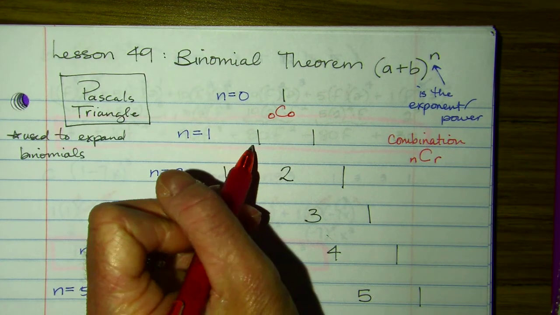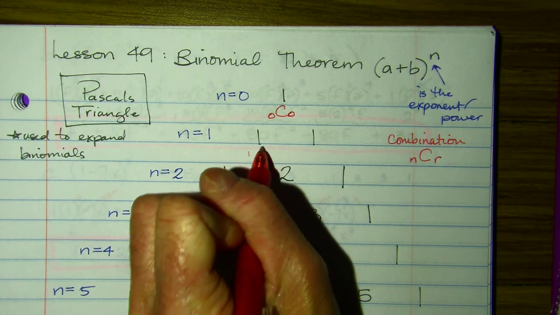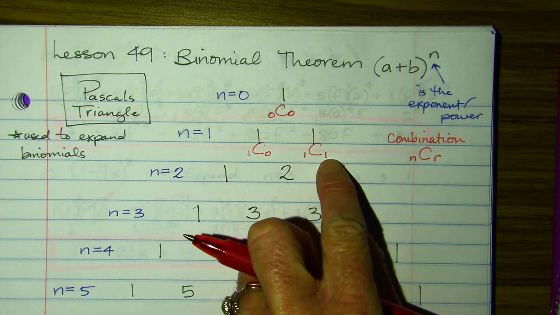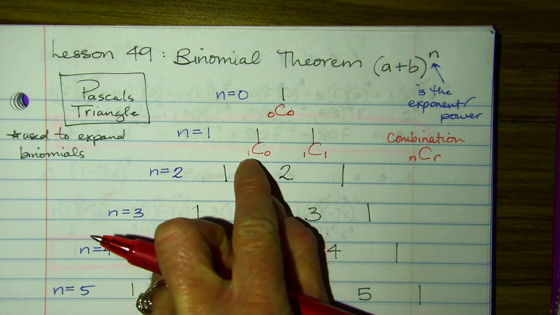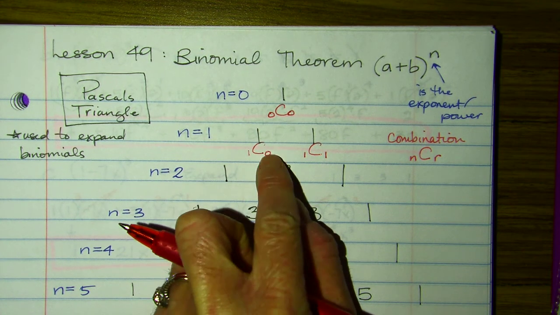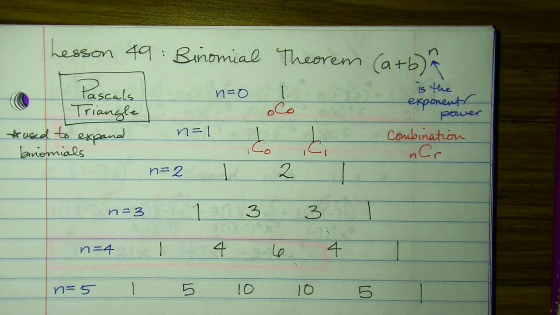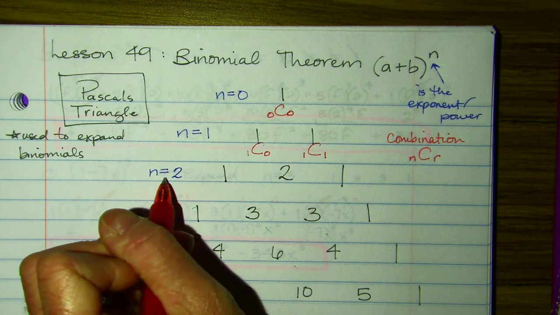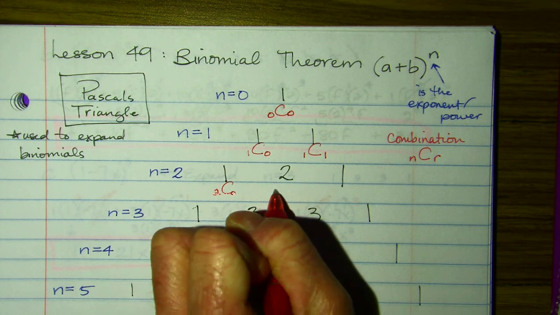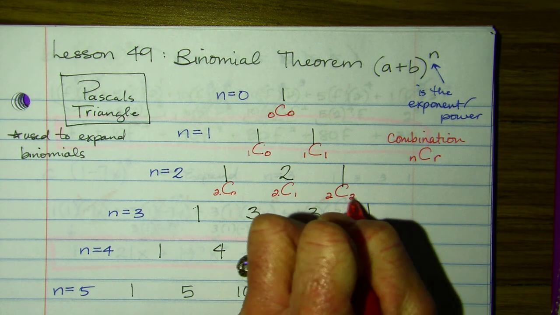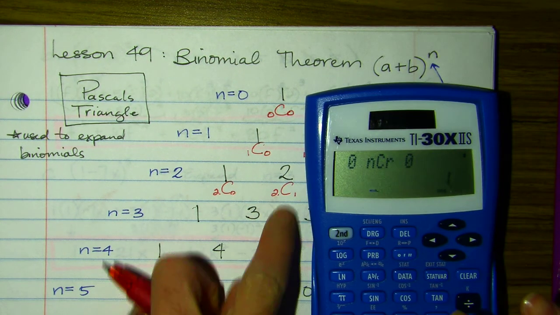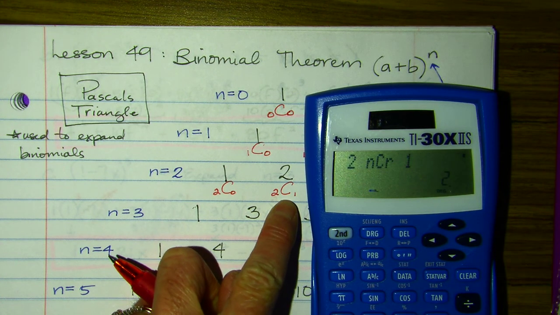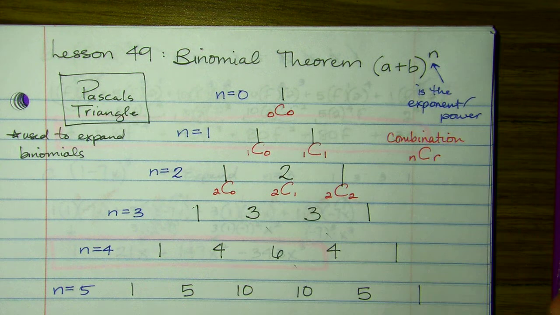So for the next row, N is 1, so this is 1C0, 1C1. This last number can never be greater than what N is, okay? So I always start with the first R being 0. If I was to enter 1C1, guess what I would get? 1. So this next row, N is 2, so 2C0, 2C1, 2C2. Again, I'm going to enter 2, probability, NCR, 1, and look, I get 2, the number above it. They should be equivalent.